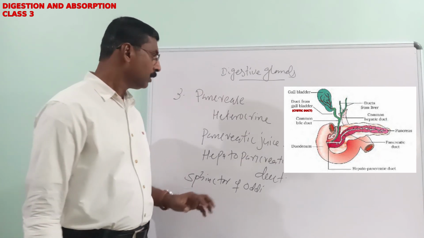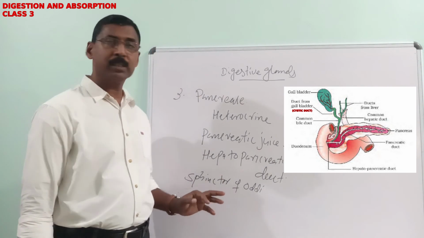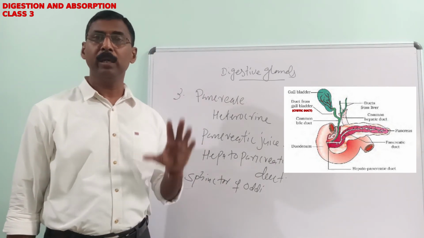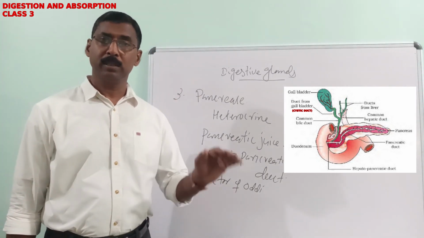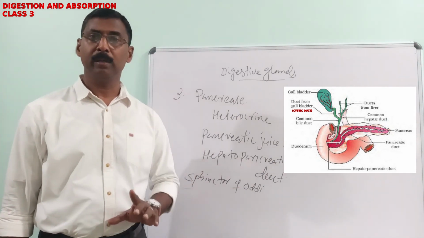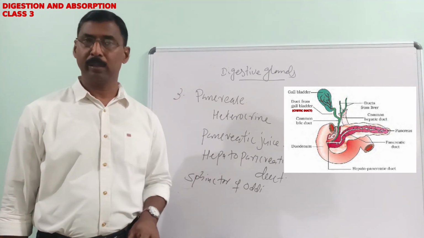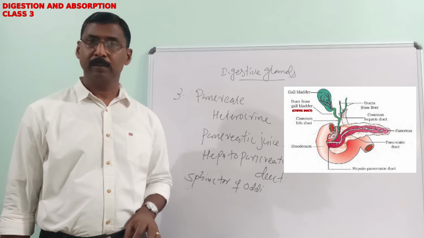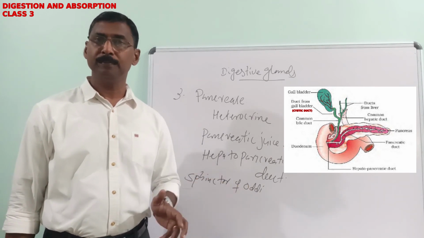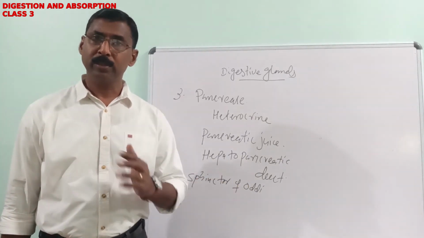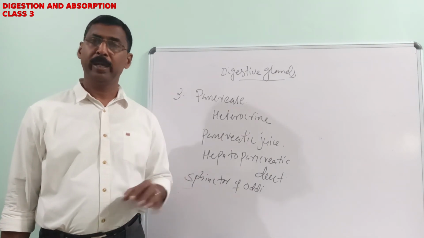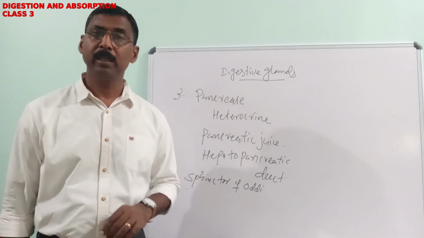Okay. So that's about the digestive glands. We have three different types of digestive glands: salivary glands, liver, and pancreas. Salivary glands produce saliva, the liver produces the bile juice, and the pancreas produces the pancreatic juice.